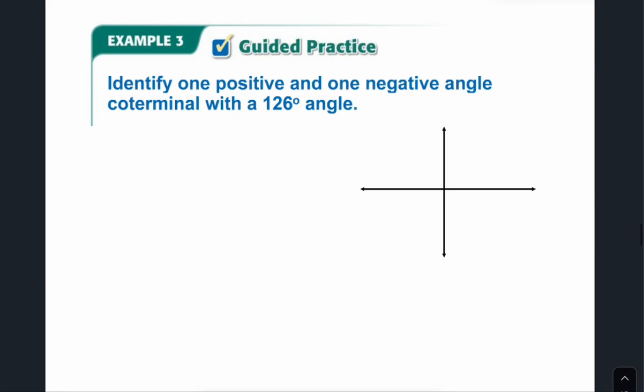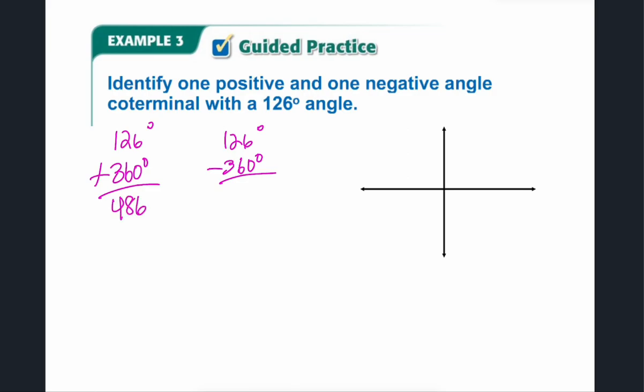One more example. It says identify one positive and one negative angle that's coterminal with 126. Do you see how they did not say the words all angles? So we don't have to do that plus 360k. If they don't say all angles, we just need a positive and a negative. So we're just going to take 126 plus 360 and 126 minus 360. 126 plus 360 is 486. 126 minus 360 is negative 234. Okay.